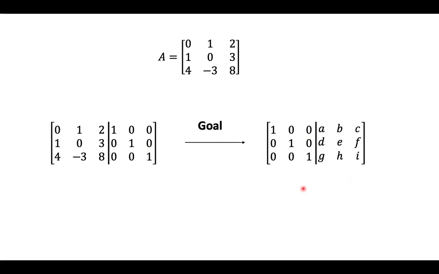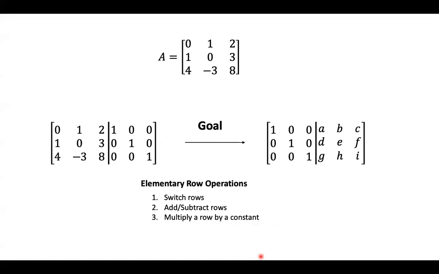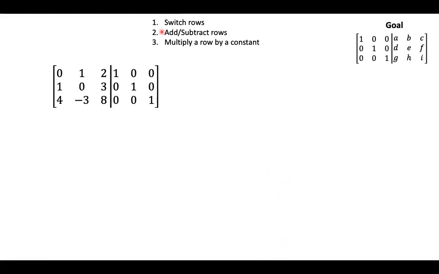Now, in order to achieve this goal, we can use something called elementary row operations. And elementary row operations allow us to switch rows, add or subtract rows, as well as multiply rows by a constant. So we will use these operations in order to achieve our goal. Okay, so I'm going to keep the elementary row operations at the top, as well as our goal, so that we can continue to refer to it.